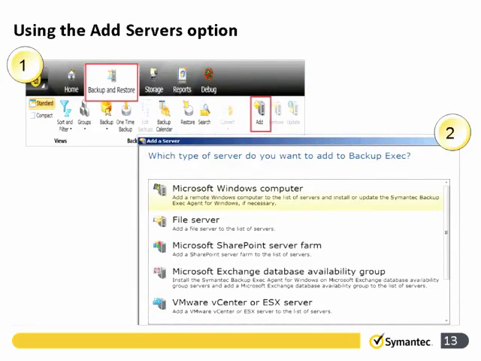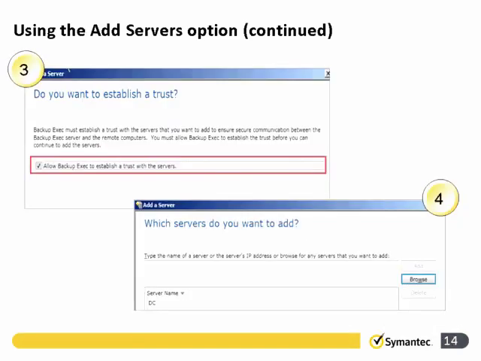If you're going to use the Add Server option to push the agent, you begin with the Backup and Restore tab. Click the Add button in the ribbon. It will ask you what type of server you wish to add to Backup Exec. Then it will ask you if you want to establish a trust. This trust has nothing to do with Windows. This is a trust between the remote agent and the Backup Exec server.